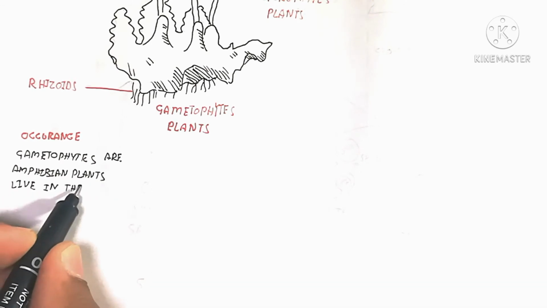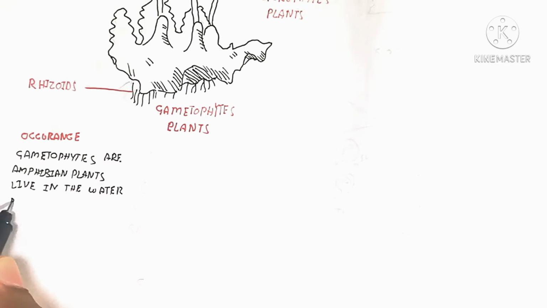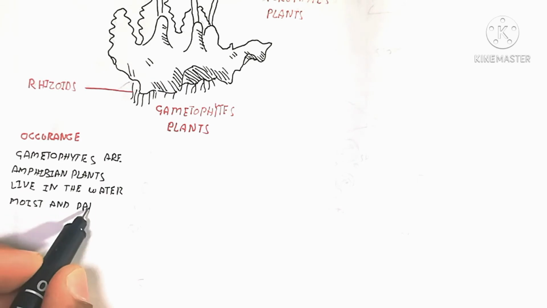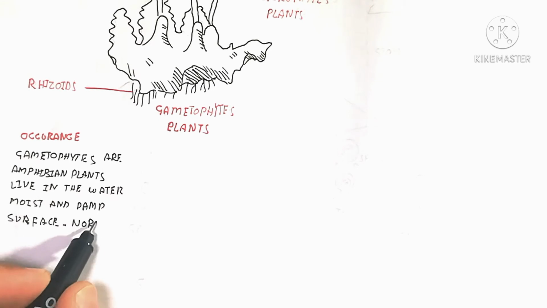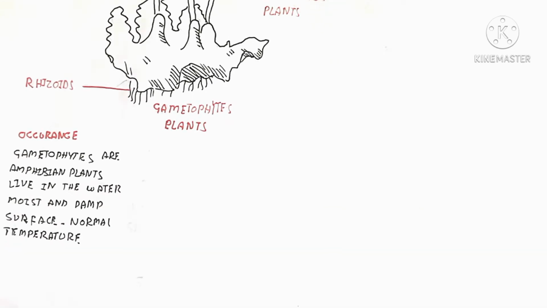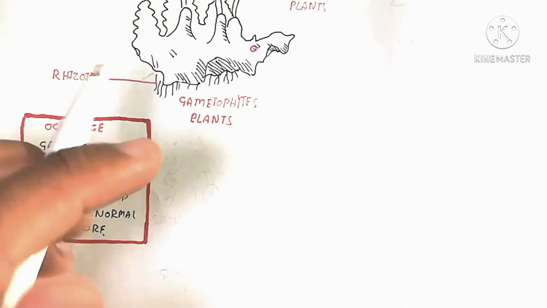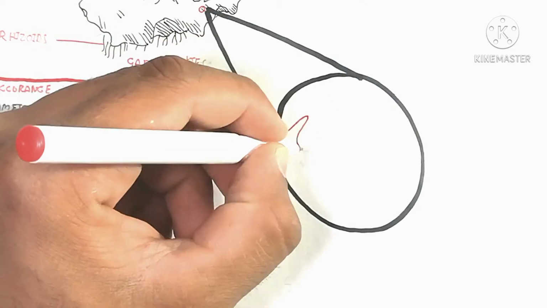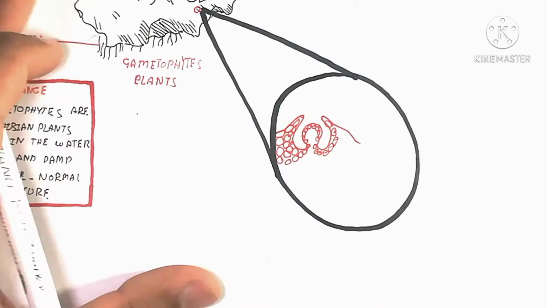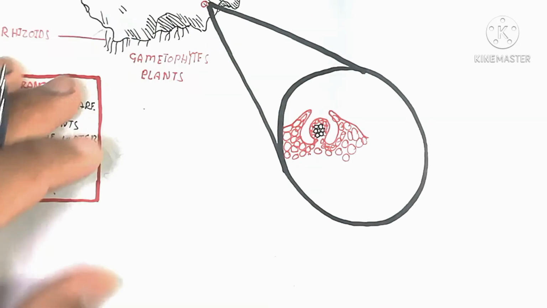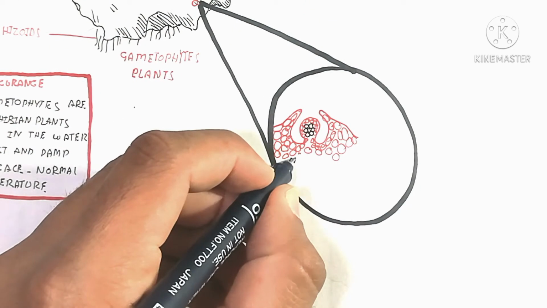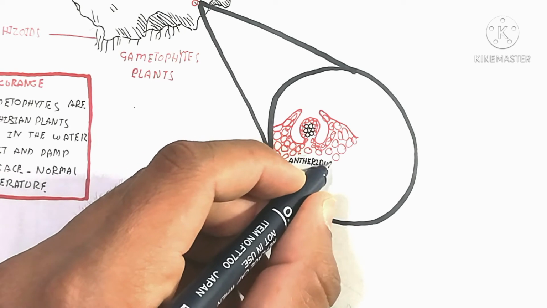The gametophyte, or amphibian plant, lives in water, on moist and damp surfaces, at normal temperature, which is the preference of the gametophytes of bryophytes. We will talk about the hornwort as an example. This hornwort has a horn-like structure that produces the sporophyte.